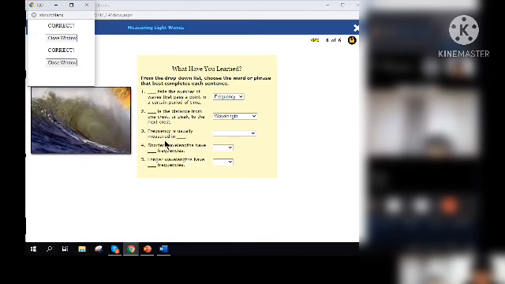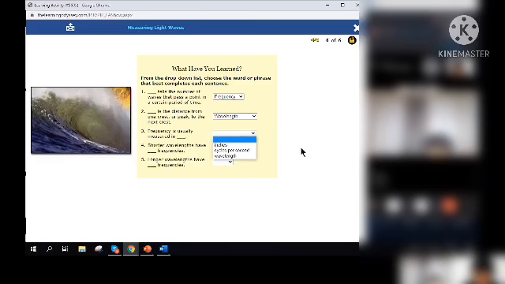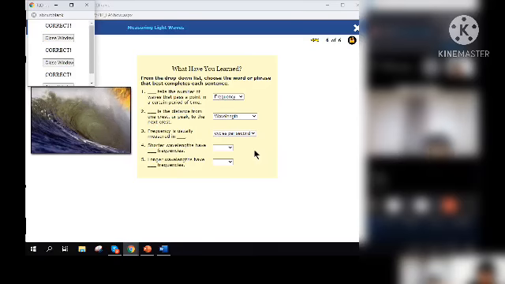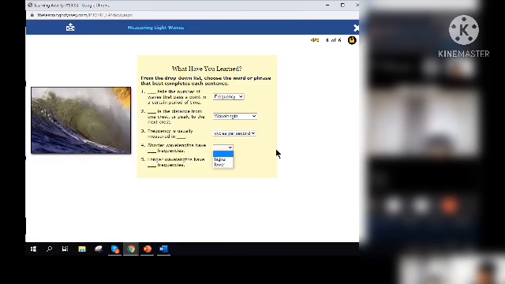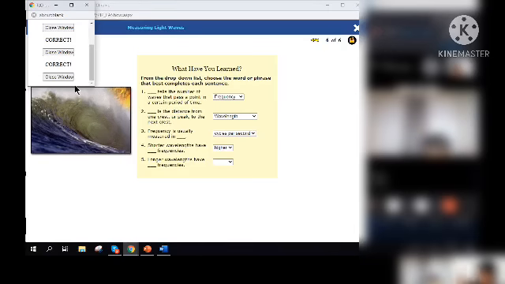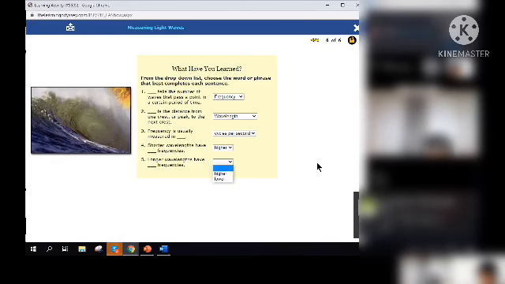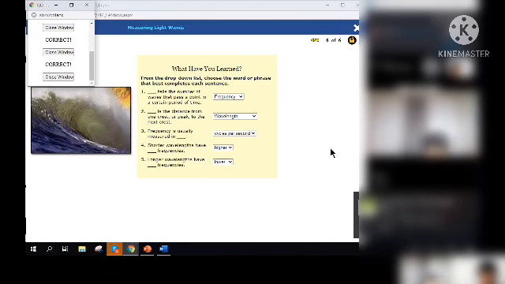Number 3, frequency is usually measured in cycles per second. Yes, very good. Shorter wavelengths have what frequencies? Higher, because they're closer. So longer, lower. Yes. And that's it.